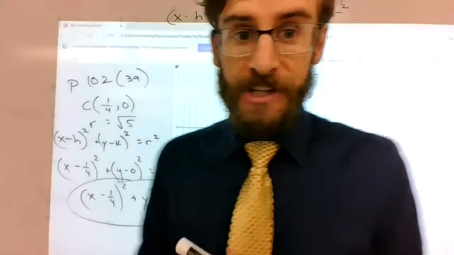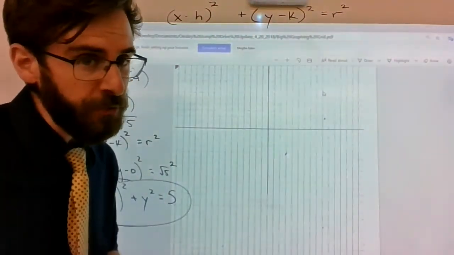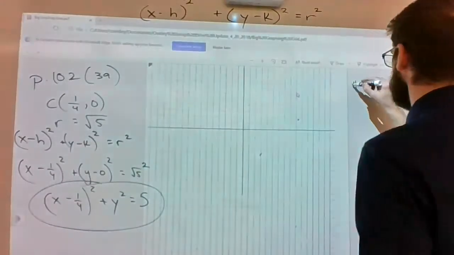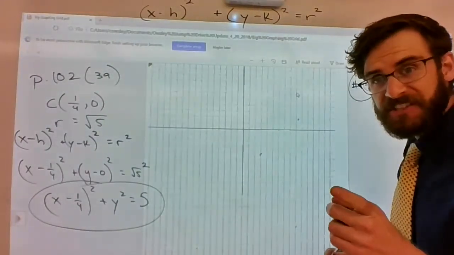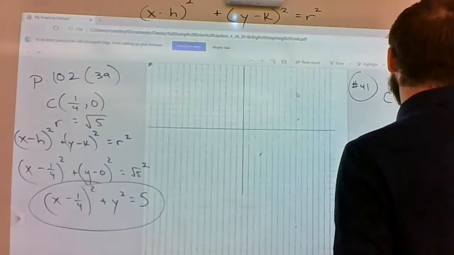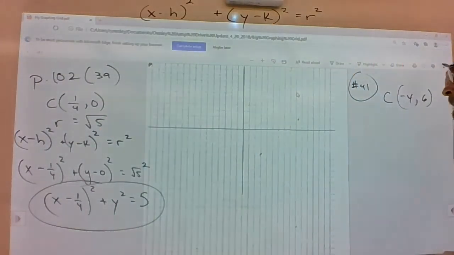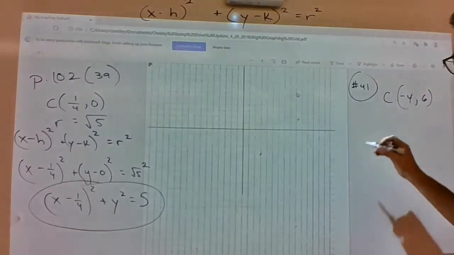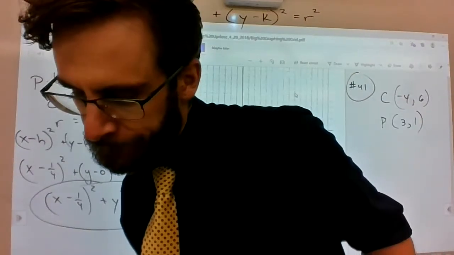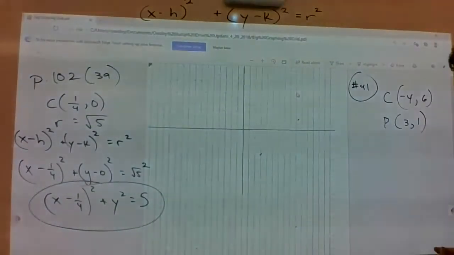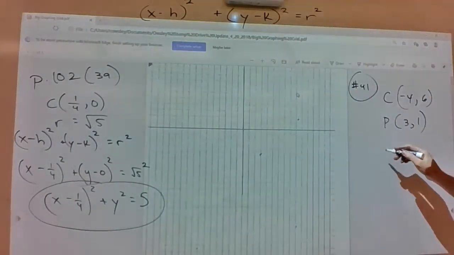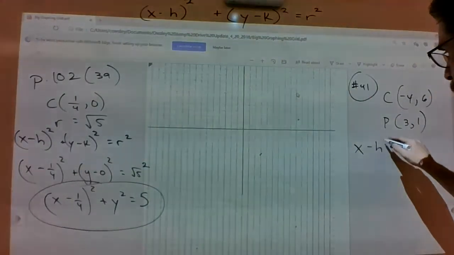What about when they give you an example like 41 where they don't give you the radius? Let's just do that over here. You're still given the center. The center is -4, 6. But they tell us that it passes through the point 3, 1. Let me just double check on that. Yeah, 3, 1. So what are we supposed to do? We're supposed to find the radius because we need the radius to complete this thing.